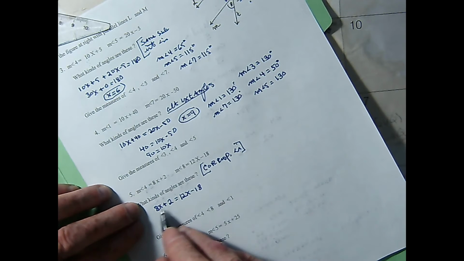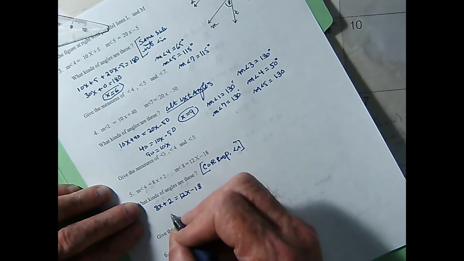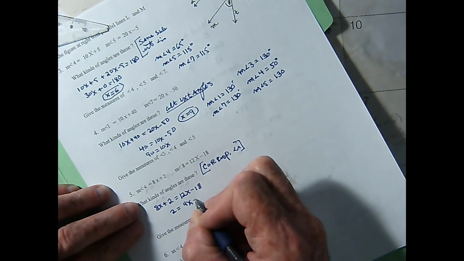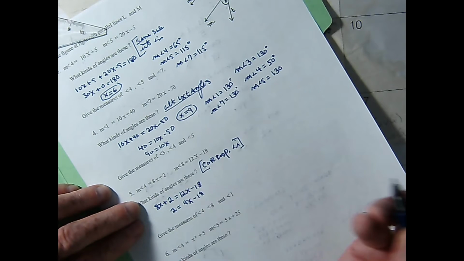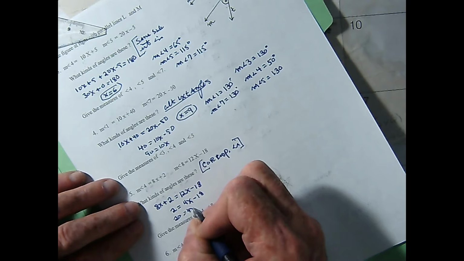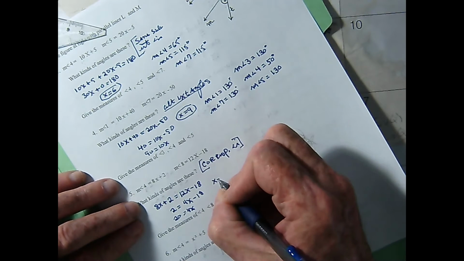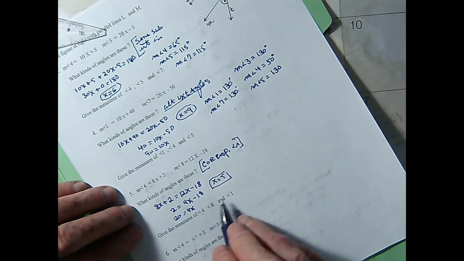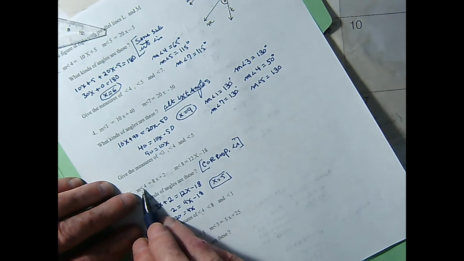Gathering like terms, we get the x's together first. I'd subtract 8x from both sides. I'm left with 2 equal to 4x minus 18. Add 18 to both sides, and I get 20 equals 4x. And that convinces me that x is equal to 5. I'm supposed to figure out about angles 4, 8, and 1. I do know about angle 4. I can work on that.